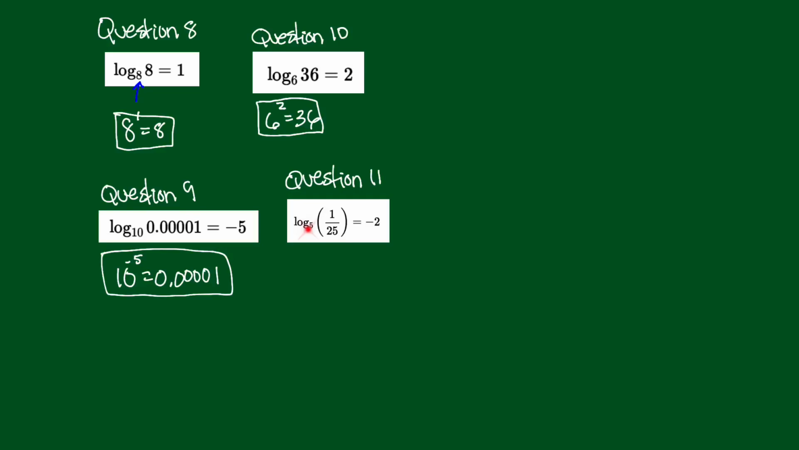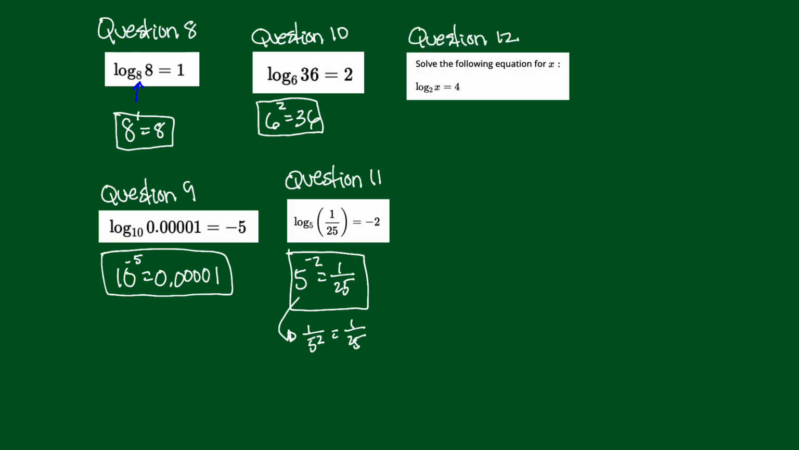Question 11 gives us the logarithm base 5 of 1/25 equaling -2. So the logarithm is the exponent. Let's put that exponent on that base. So we'll get 5 to the -2 equals, the only number left is 1/25. And you know this is right, don't you? Because this is 1/5 to the +2, which is 1/25. So it does work.